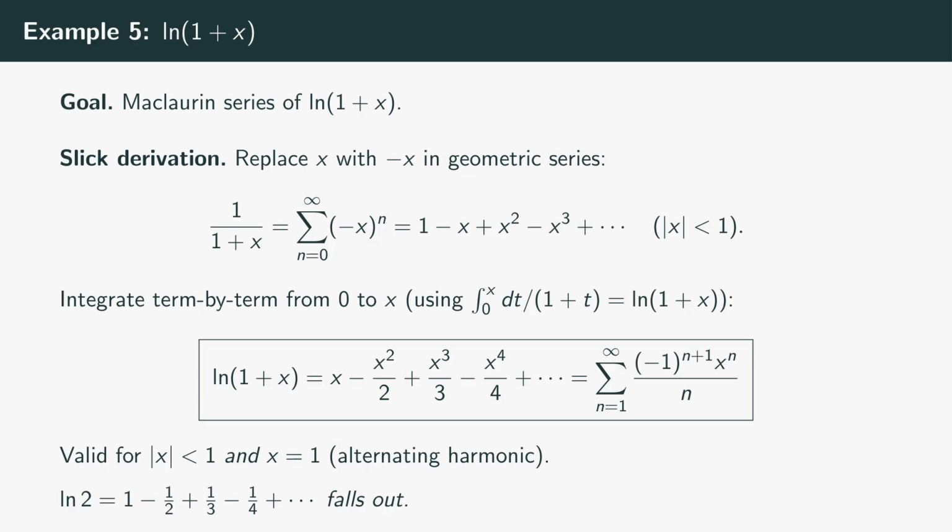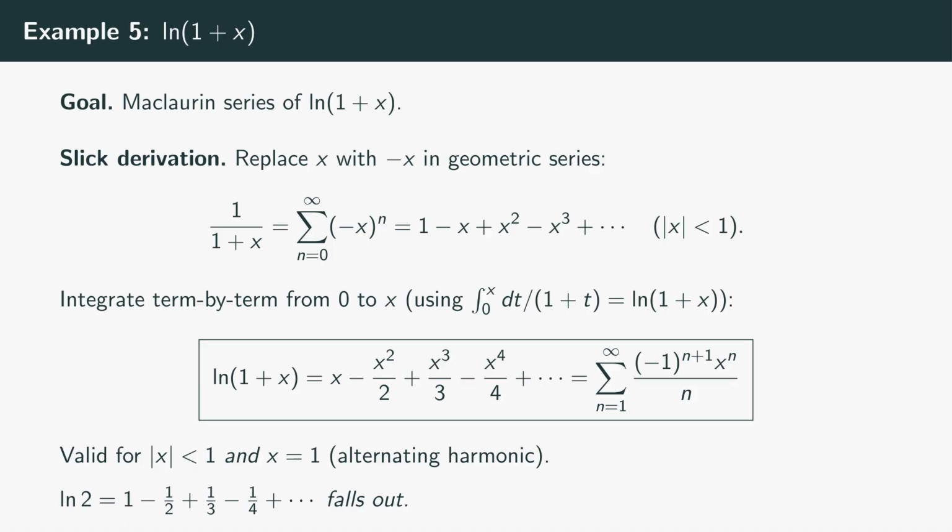1 over 1 plus x equals 1 minus x plus x squared minus x cubed, and so on, valid for the absolute value of x less than 1. Now integrate both sides from 0 to x. On the left, the integral from 0 to x of dt over 1 plus t equals the natural log of 1 plus x minus the natural log of 1, which equals the natural log of 1 plus x.